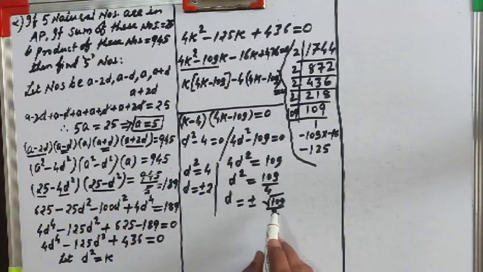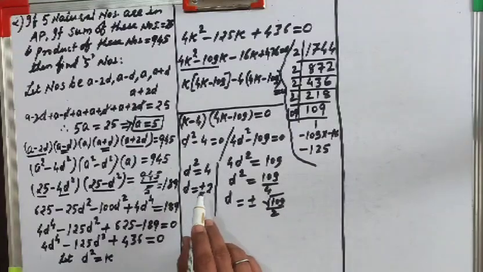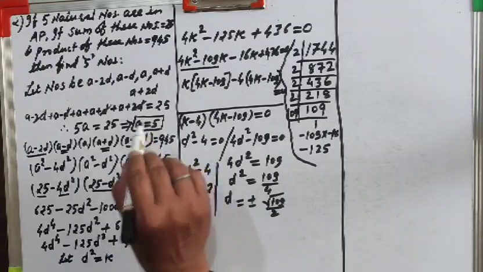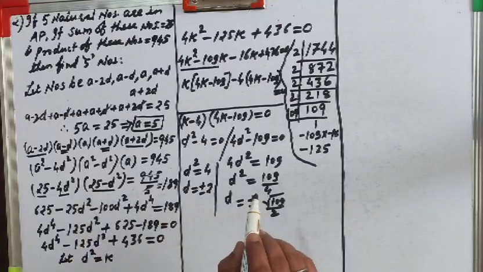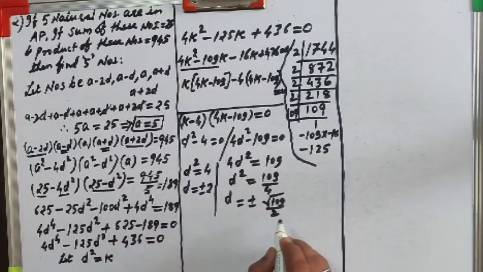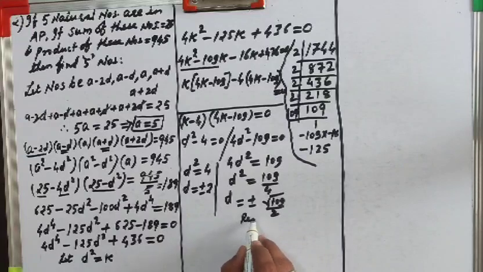I cannot proceed solving the sum with this one, but definitely I can go ahead with d equal to plus minus 2. Hope you understood the explanation. I am rejecting that when d equal to under root of 109 by 2 is added to 5, the number which we will get will be an irrational number. Moreover, we want to find natural numbers. So that is why I am rejecting this one. When you are rejecting it, you should always give the reason why you are rejecting it.